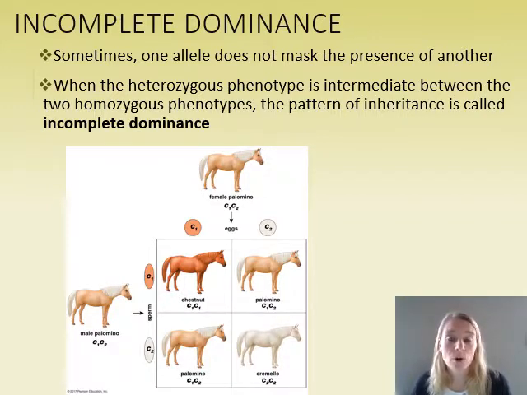Sometimes you have one allele that does not dominate over the other one. This is called incomplete dominance. Usually what you end up with is a phenotype that's somewhere in between the dominant and the recessive phenotype. In this case, you have this horses example.